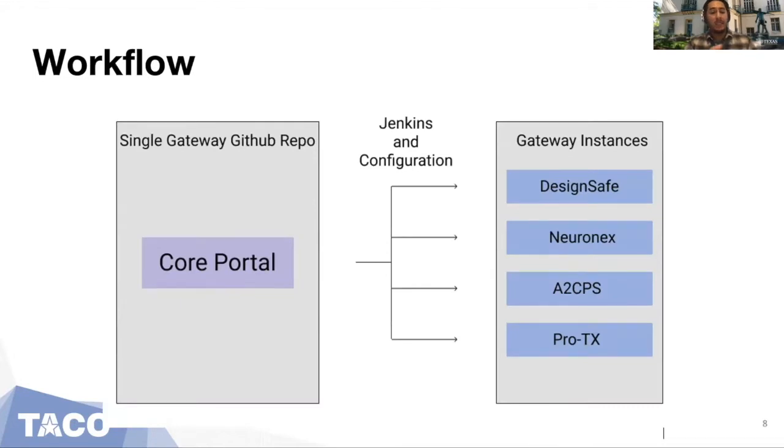Our workflow is pretty straightforward, at least for our core portal; we have other services. For the core portal, we store all of our code in a repo, and we trigger a job through Jenkins that reads the configuration from Camino, and then deploys to the portal, the gateway instances as configured in Camino. A few examples on the right, DesignSafe, NeuroNext, A2CPS, Protex, are a few examples of the gateways that we have deployed using this deployment management system.